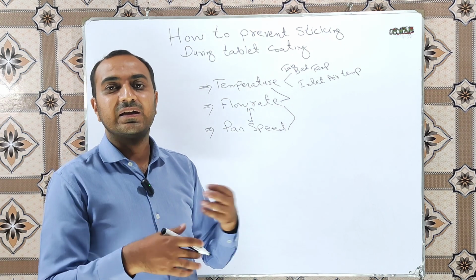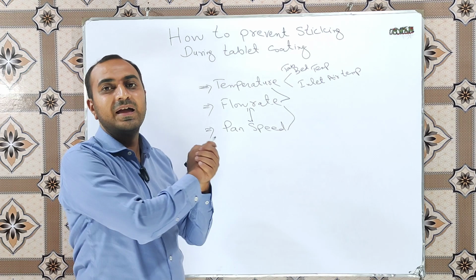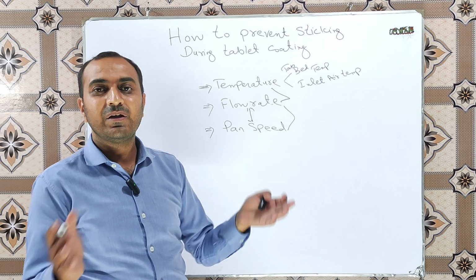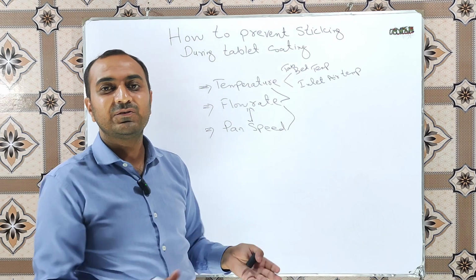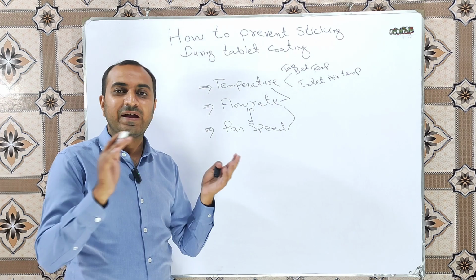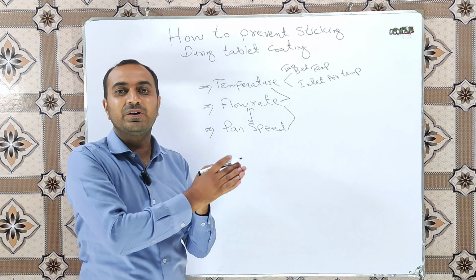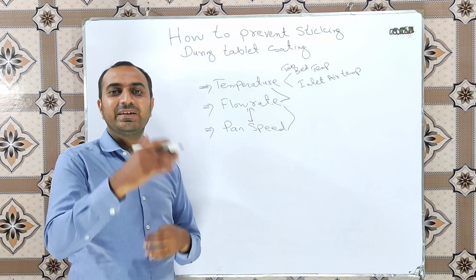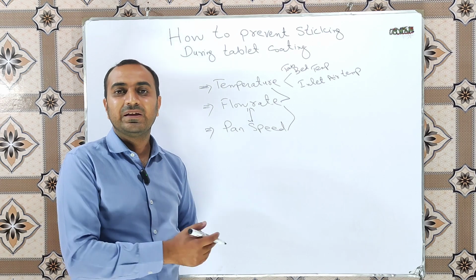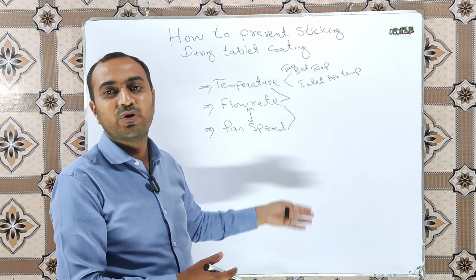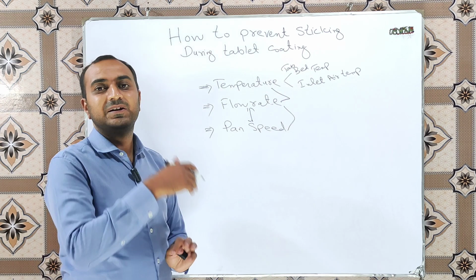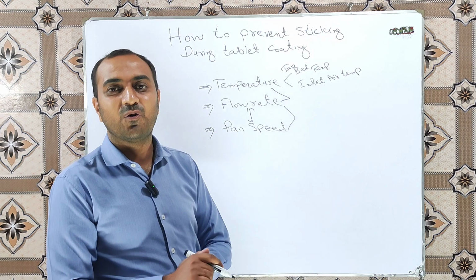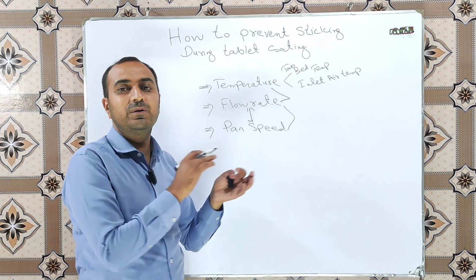One key point for you is to increase the temperature, flow rate and pan speed gradually. Slowly increase each parameter, then for a few minutes observe its effect. When there is no harmful effect of your increased parameters on the product quality, then increase further, and in this way step by step increase your temperature, flow rate and pan speed to the level at which you can achieve the best quality of the tablets during the coating process.